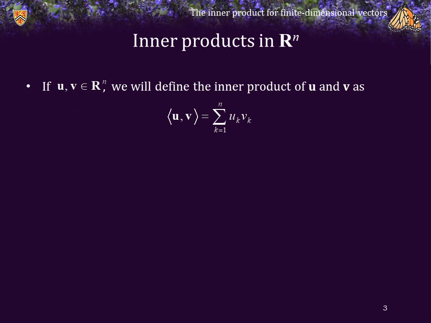So, if two vectors, u and v, are both in R to the n, we will define the inner product of these two vectors as the sum of the element-wise products. So this is going to be the first entry of u times the first entry of v plus the second entry of u times the second entry of v, and so on and so forth.